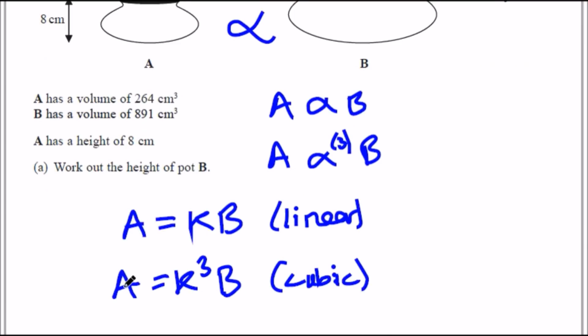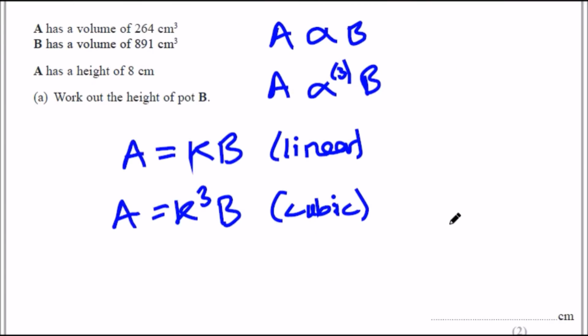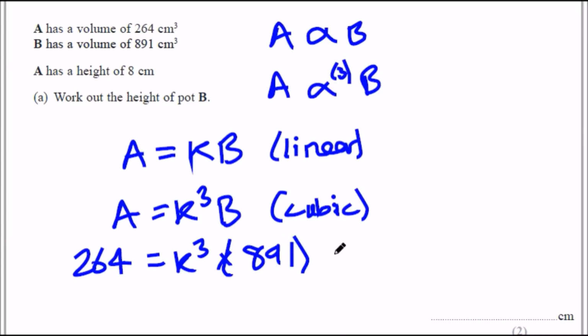So what do we have? We know that the volume of A is 264 and the volume of B is 891. So 264 equals K cubed times 891. So therefore, just work out K. K cubed would be 264 over 891, and then you just cube root. The cube root of 264 over 891 should be 2/3. So we can find out K equals 2/3.